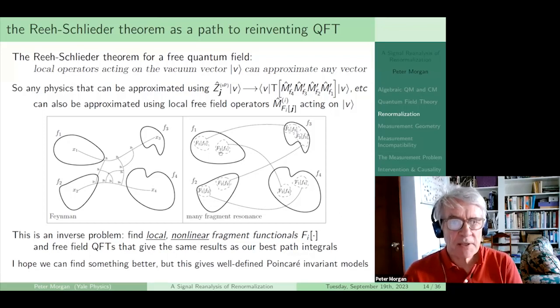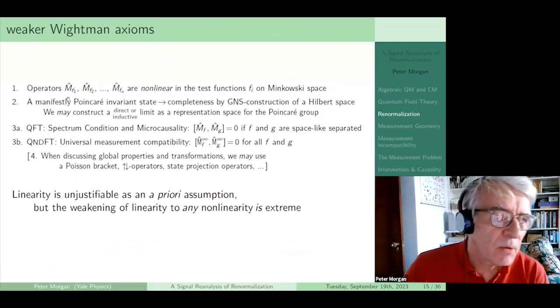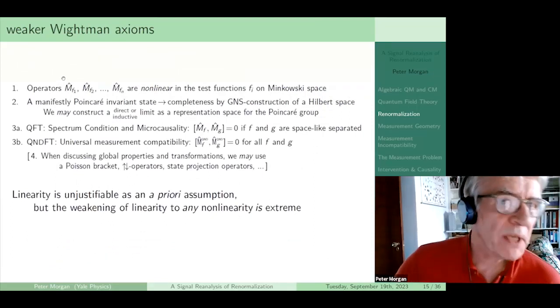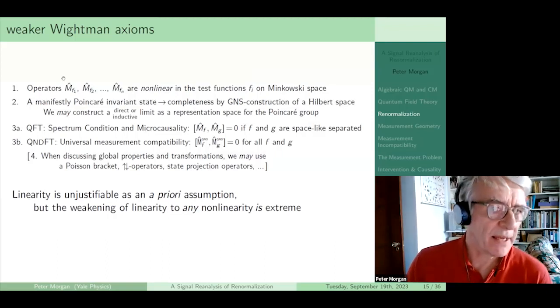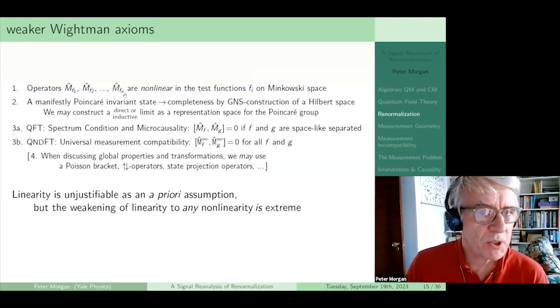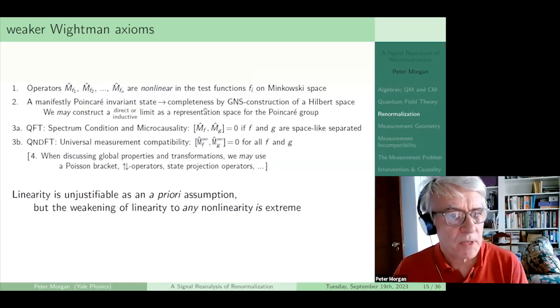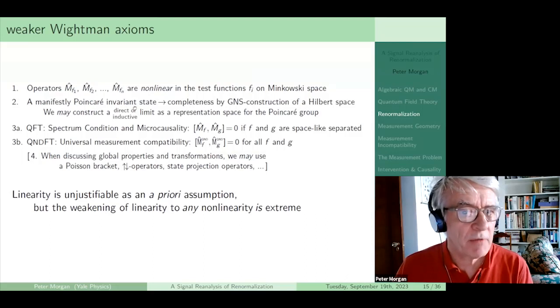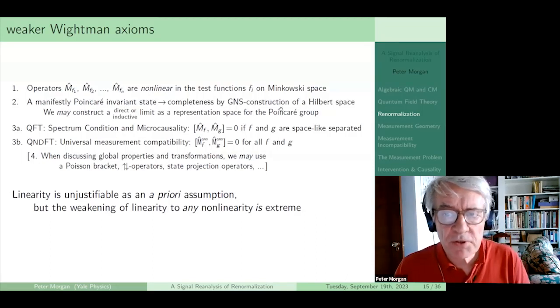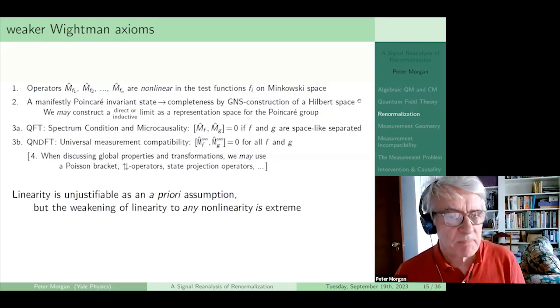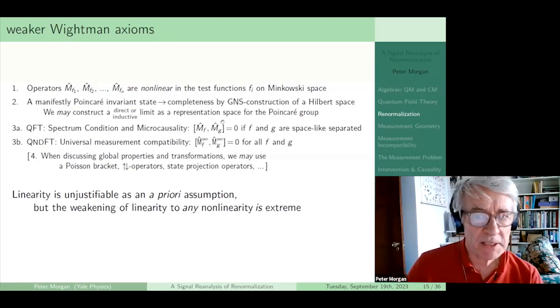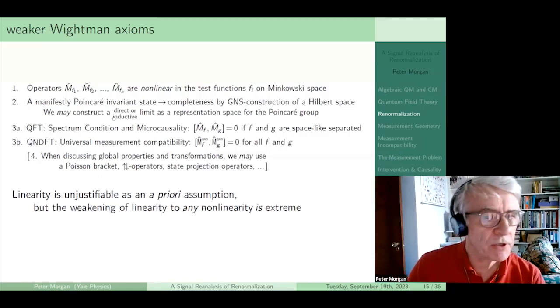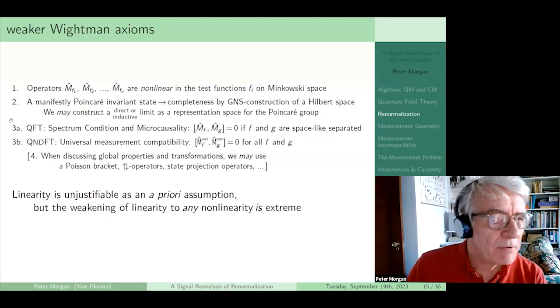And I'll show you that after this slide, which says, what should our weaker Wightman axioms look like in that case? I suggest we should say some finite number of measurement operators that are nonlinear in the test functions instead of being operator-valued distributions. We have a manifestly Poincare invariant state that gives us, by completeness, the GNS construction of a Hilbert space. And then if we need it, we can go to a representation space for the Poincare group by using a direct or inductive limit.